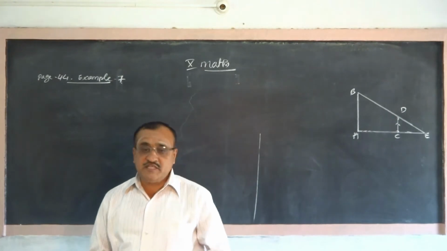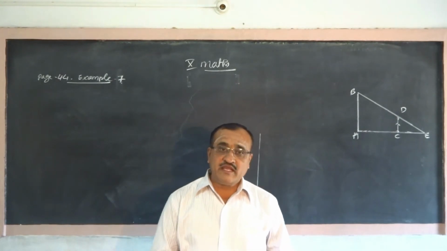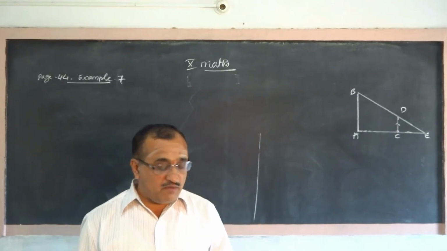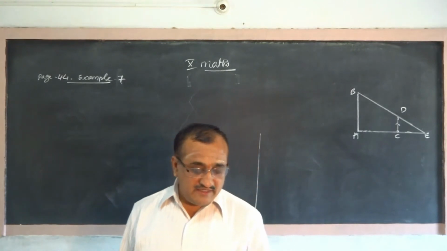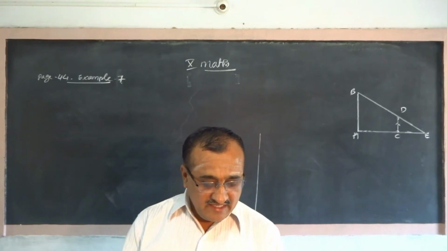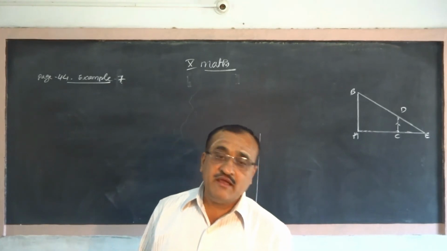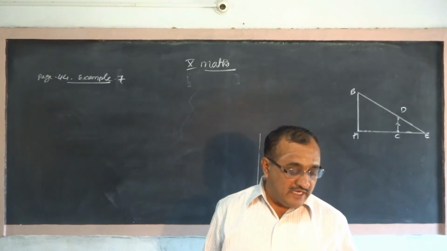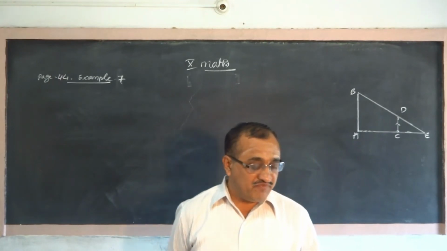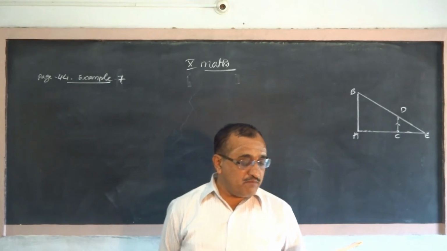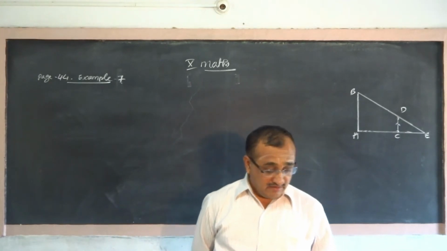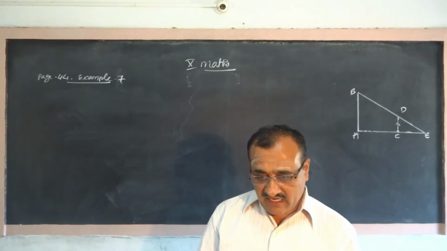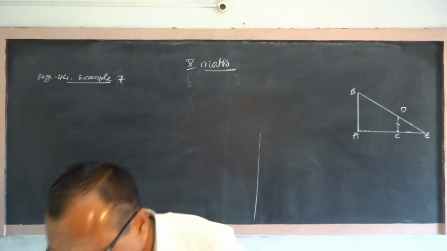Students, let us take the next problem. Page number again 44, Example 7. So now what is the problem? A girl of height 90 centimeter is walking away from the base of a lamppost at a speed of 1.2 meter per second. If the lamp is 3.6 meter above the ground, find the length of her shadow after 4 seconds.